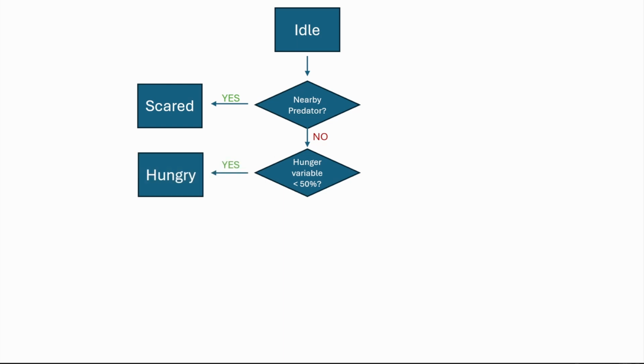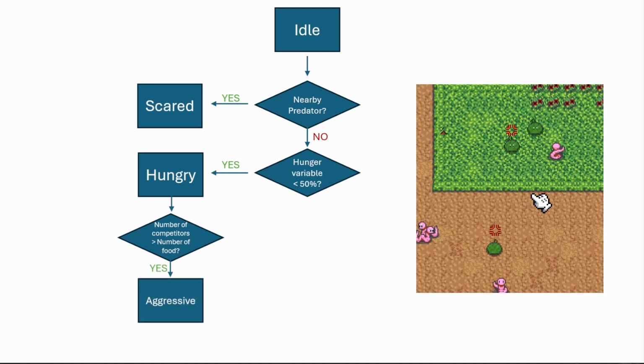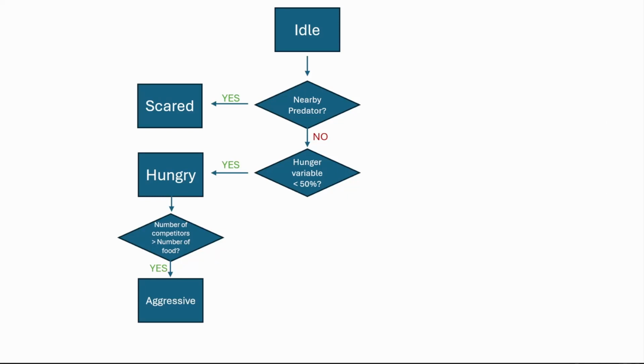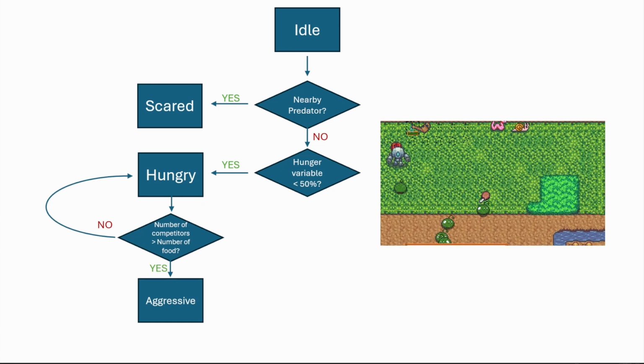While in the hungry state, another check occurs. If the number of competitor critters of the same species is greater than the amount of food presently available for that species, they'll enter an aggressive state, where they become programmed to kill the competition. If this condition isn't met, then critters remain in the hungry state, where it's programmed to search for food.